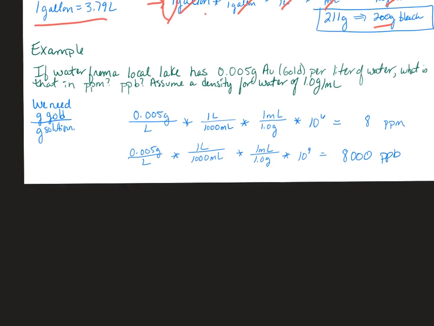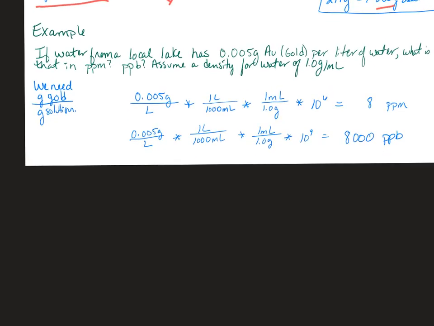Okay, final problem. If water from a local lake has 0.005 grams of Au, which is gold, per liter of water, what is that in parts per million or parts per billion? So remember that how we approach parts per million and parts per billion is that we need to figure out how many grams of solute we have for grams of solution.